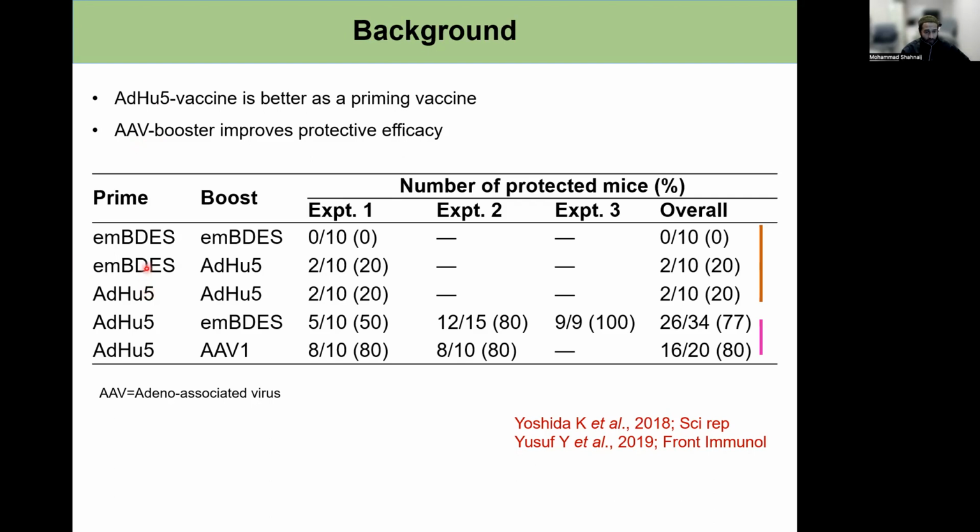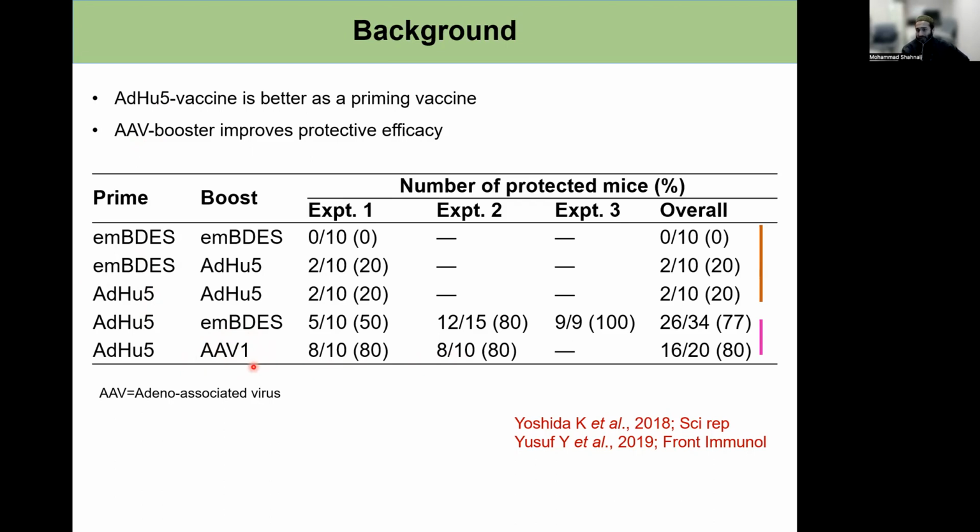So we tried the adeno-associated virus for boosting, and successfully we found 80% protection in 2 experiments. So that is also consistent. My study was to change the adeno-associated virus to a different serotype.